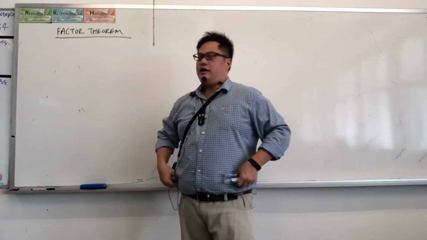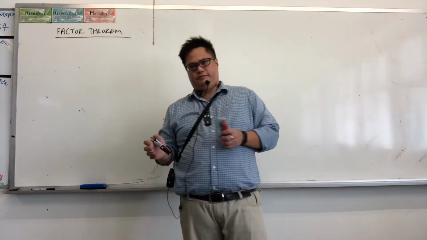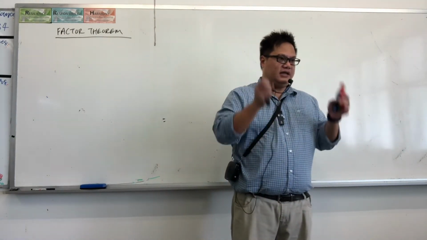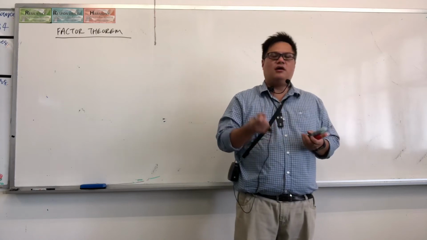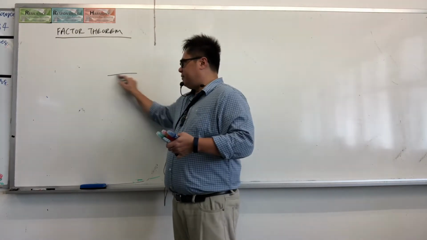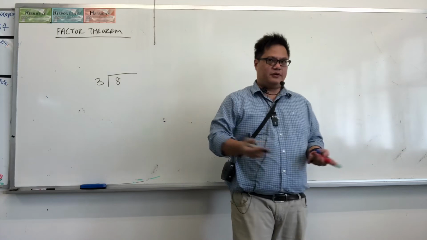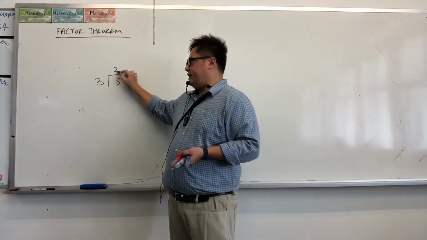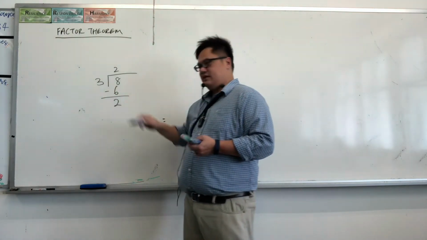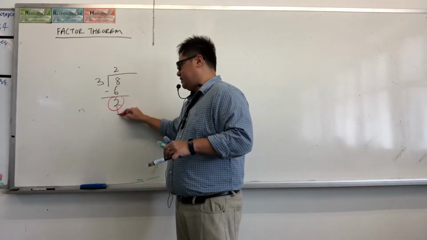Okay, watch here. So now, we have done remainder theorem. Now I'm moving on to factor theorem. This is not a difficult theorem. It is actually very much connected to your remainder theorem. Watch here. The number 8 divided by 3. What is the remainder? You divide by 2, right? Then 2 times 3 is 6, minus, so you have 2. So what is the remainder? 2. So we know this is remainder 2.